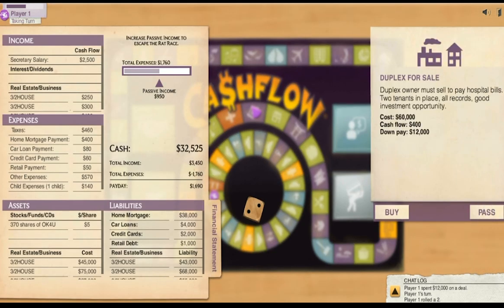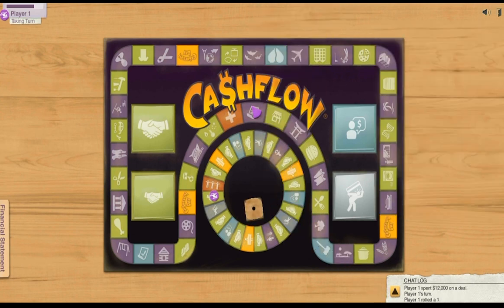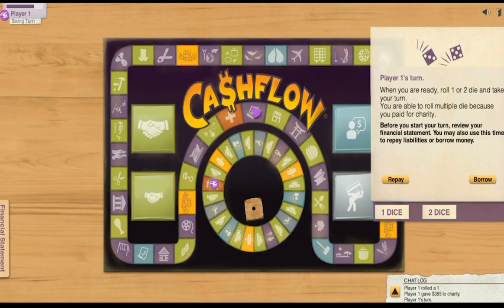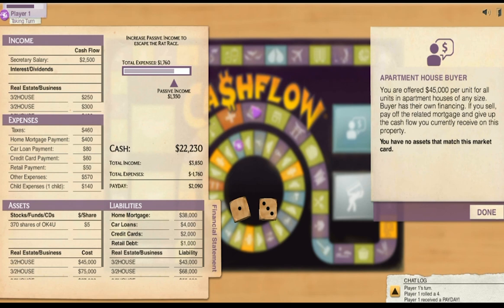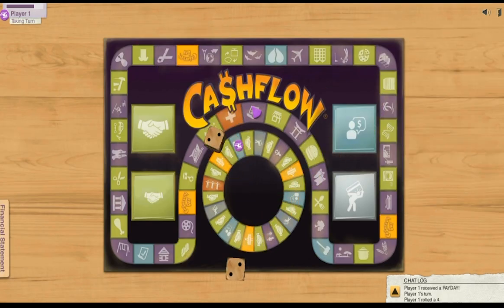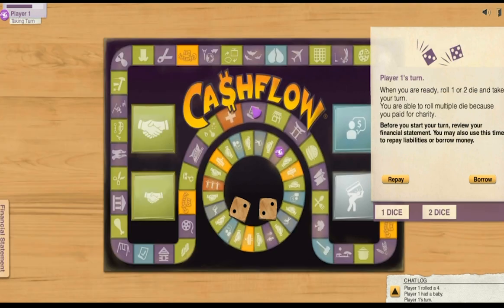Big deal. Down payment again 12, and cash flow is good. I will buy. So I will donate. When I donate, it gives me 2 dice. New baby, I will buy expensive.